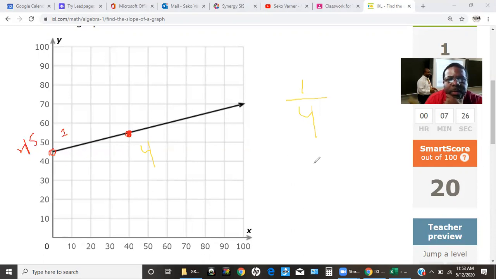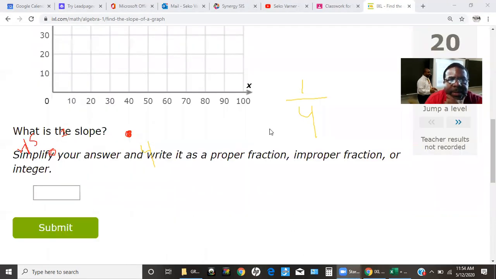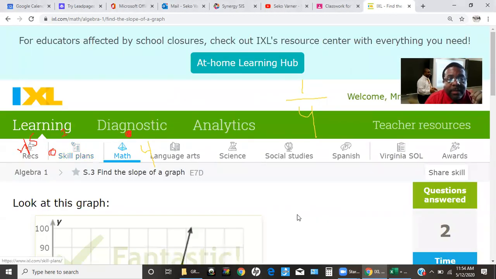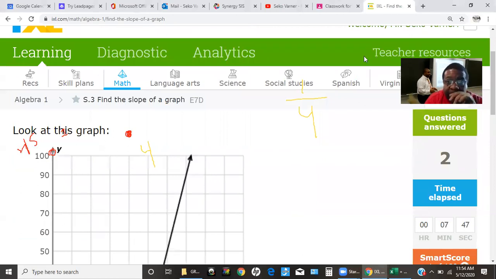Okay, so 1/4. It says now, what is the slope? Write your answer and write it as a proper fraction, improper fraction, or integer. So 1/4. You ready to pull the trigger? I am. Let's see if I have it correct or not. Fantastic. So that's how we solve and find the slope of a line.